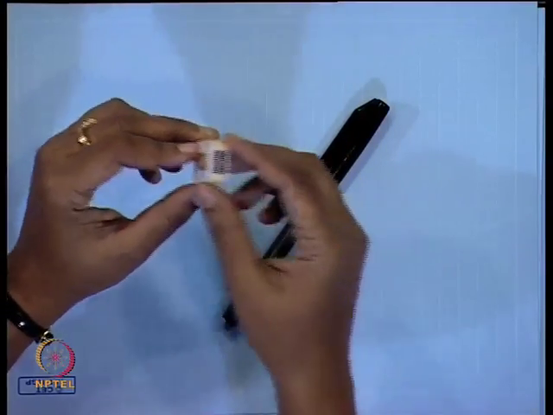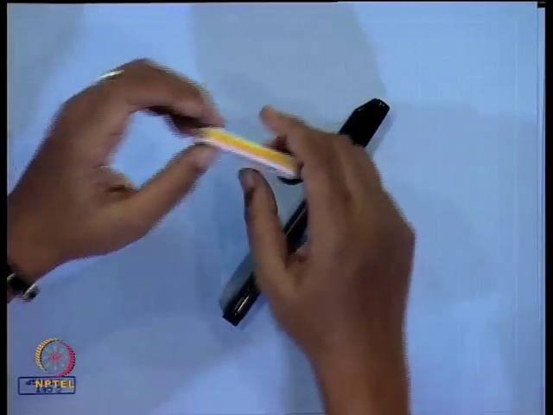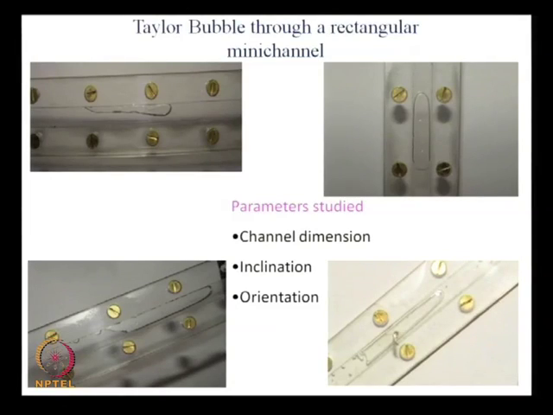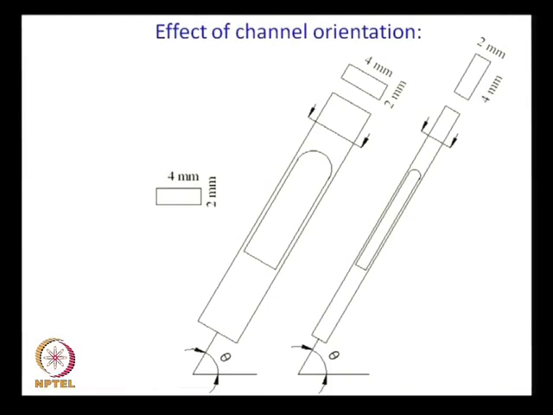So, it can be inclined in two different ways, and we wanted to find out that apart from channel dimension and channel inclination, does this orientation affect the rise of bubbles? This was the other thing that we wanted to find out. Now, this effect of orientation could not be studied for any other symmetric geometries other than a rectangular channel. So, therefore, we tried to study and we observed a very interesting phenomenon.